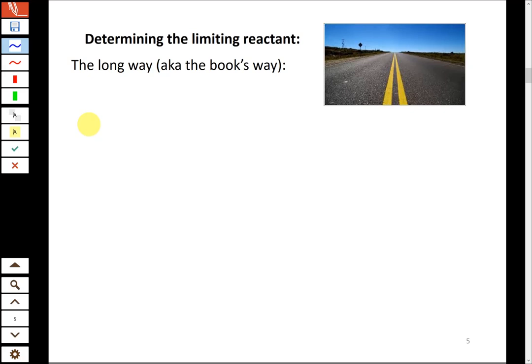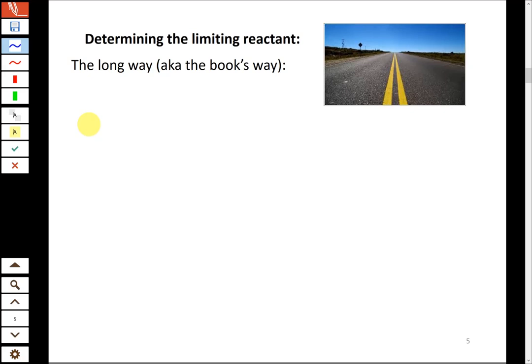If you don't have the exact right ratio of your ingredients, one of those ingredients is going to limit how much of your product you can make. That's exactly what happens in chemistry if we mix 2 things together, but they're not in exactly the right mole ratio. When you're doing a limiting reactant problem, and I'll get into how you know if you even have to go through this analysis or not, there's a couple ways to do it.